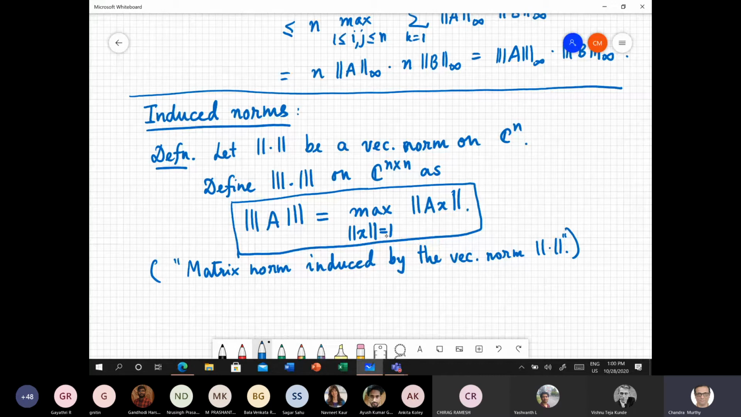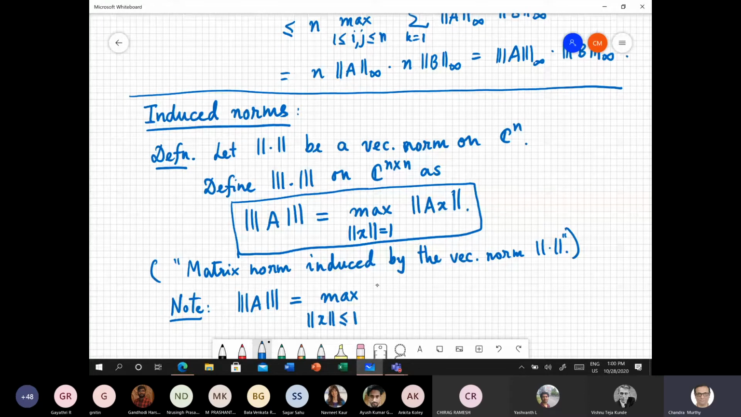if there is some vector that solves it, let me write that here so that I can explain more clearly. Note that the norm of A is equal to the max over all x such that norm of x is less than or equal to 1 of norm of Ax. That's because suppose you solve this problem and it gives you a solution for which the norm of x is strictly less than 1. Then what I can do is scale that x by a factor which is greater than 1. Then the norm may become equal to 1.